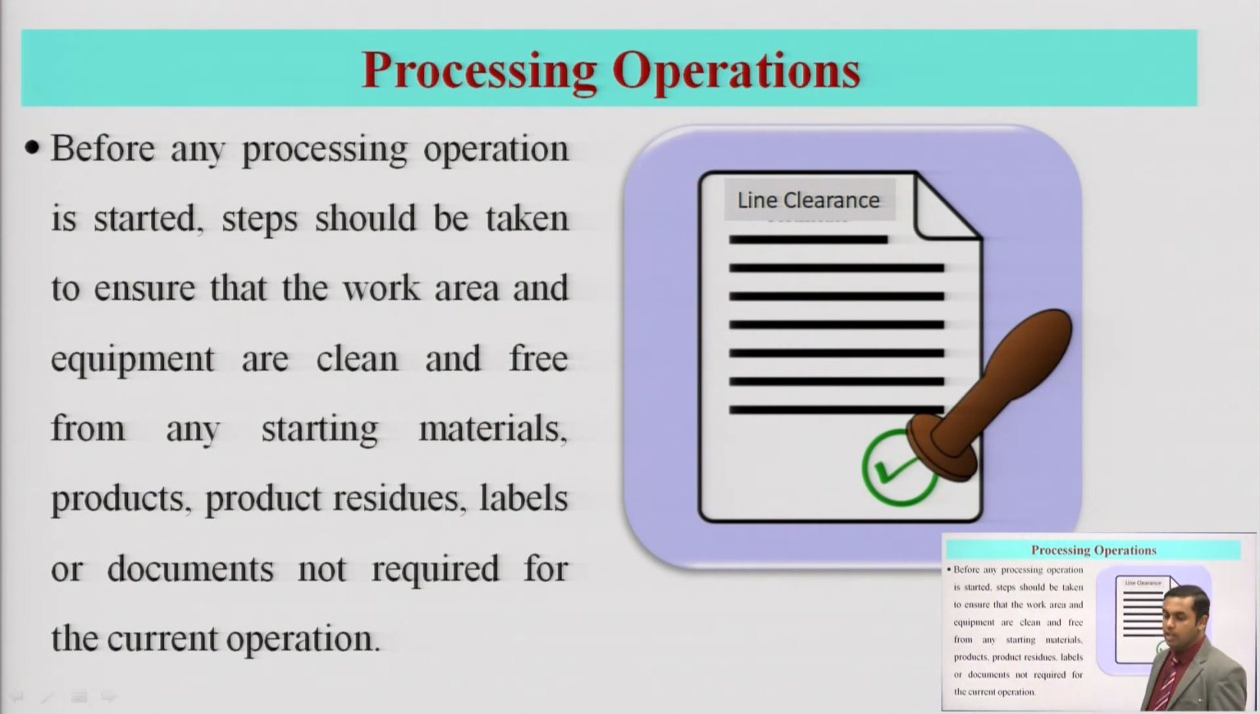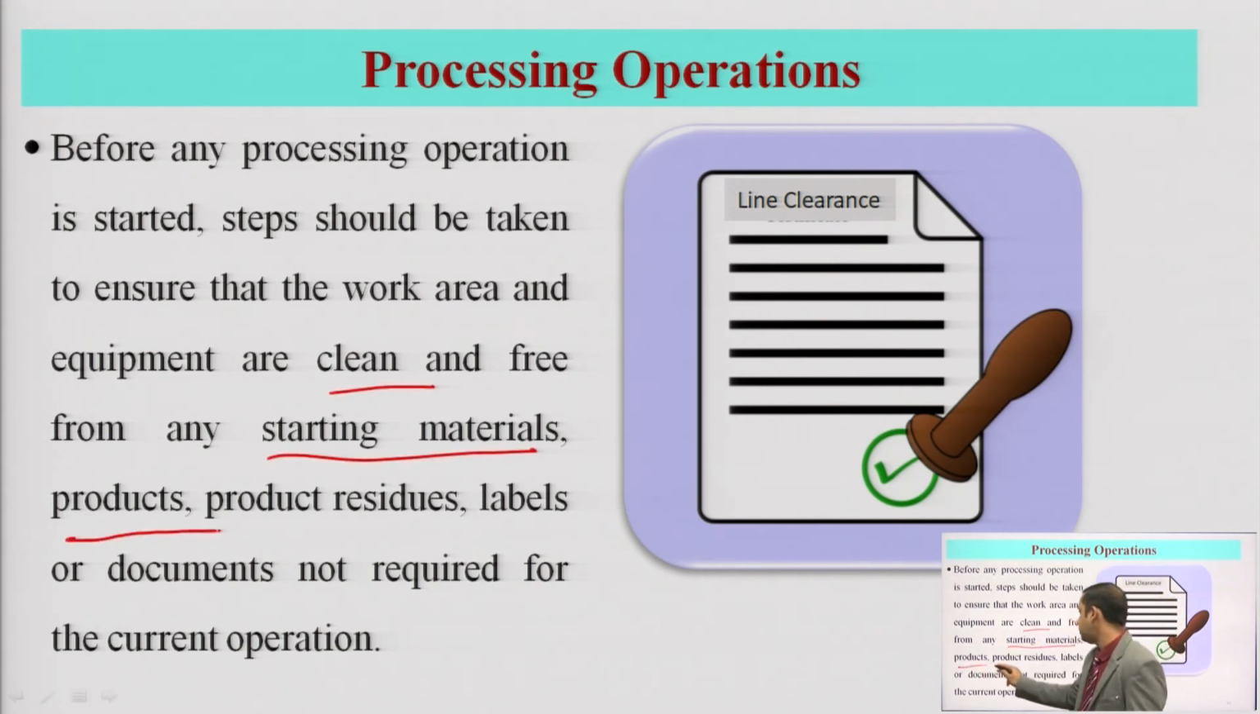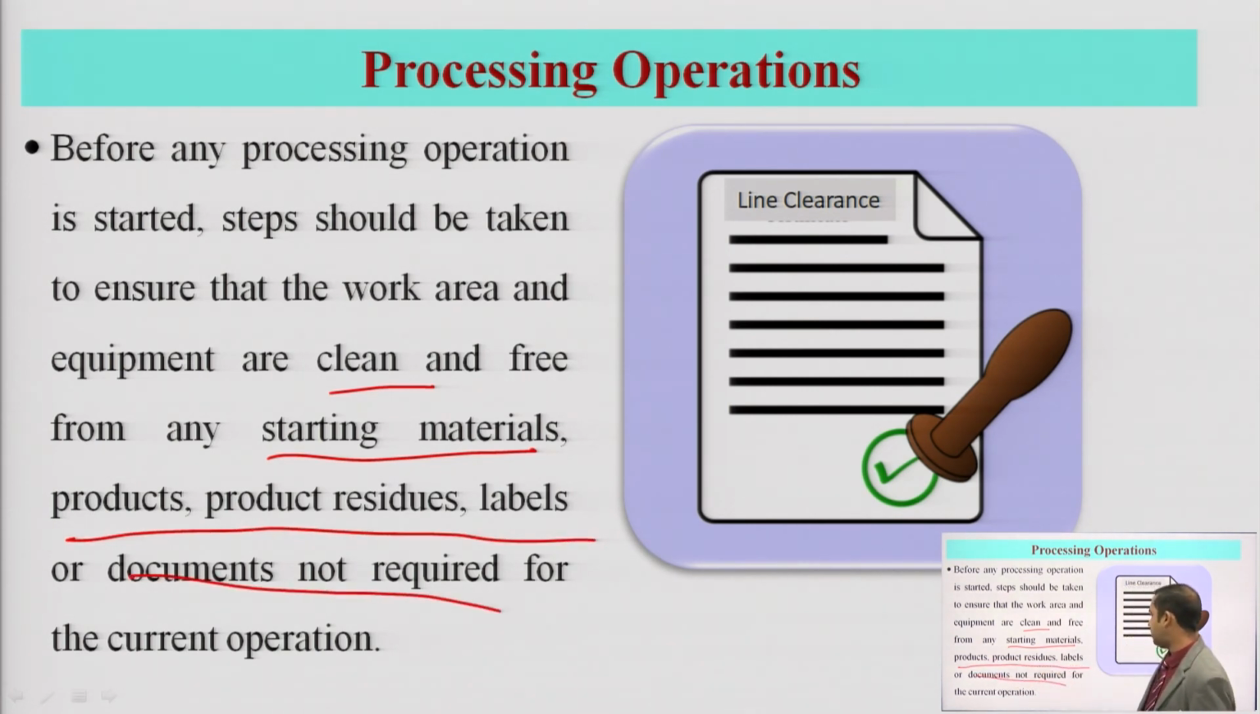Now, what about the processing operation? Before any processing operation is started, steps should be taken to ensure that the work area and equipment are completely clean and free from any starting materials, products and product residues, labels and documents that are not required for the current operation. There is something called line clearance.